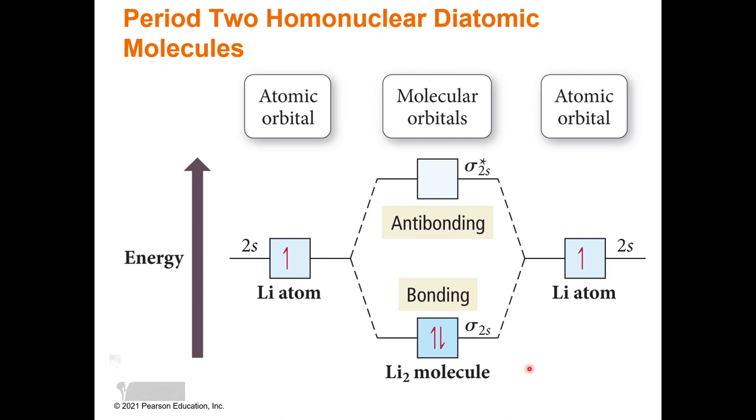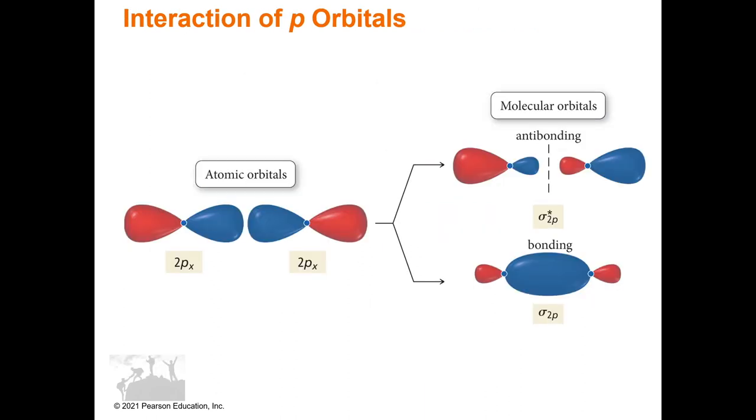Now, with period 2, we're not just working with 2s orbitals, we're also going to see 2p orbitals. Here we have two 2p orbitals that are going to constructively combine. And here we have the electron density along the internuclear axis. So this is a bonding molecular orbital, specifically named sigma 2p. Now, if there was destructive combination, then we have an antibonding molecular orbital named sigma star 2p.